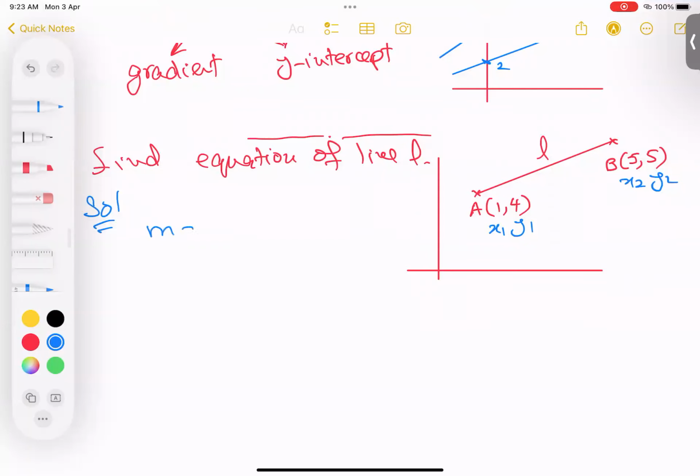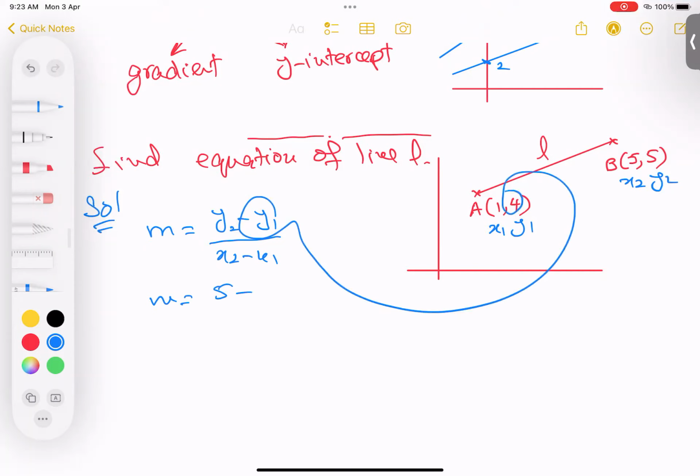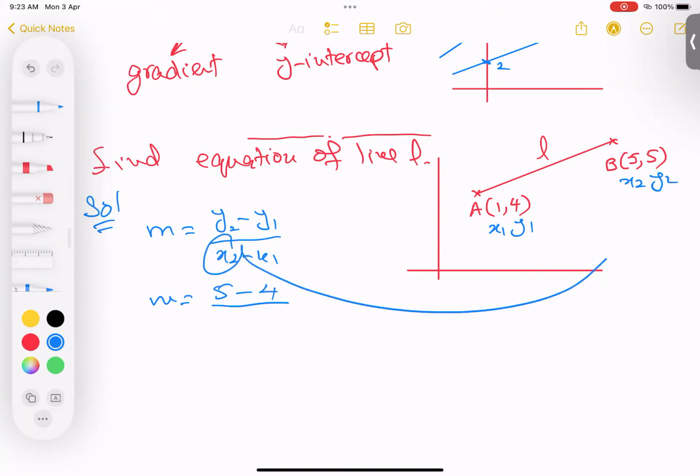So let's find the gradient. The formula is y2 minus y1 over x2 minus x1. I'm going to plug in. What is y2, my students? The value is 5. What is y1? 4. What is x2? 5. What is x1? 1. If I type in the calculator, 5 minus 4 gives 1 and 5 minus 1 gives 4. So 1 upon 4 is the gradient. I think all of you understand how I found it. No rocket science, a simple technique.